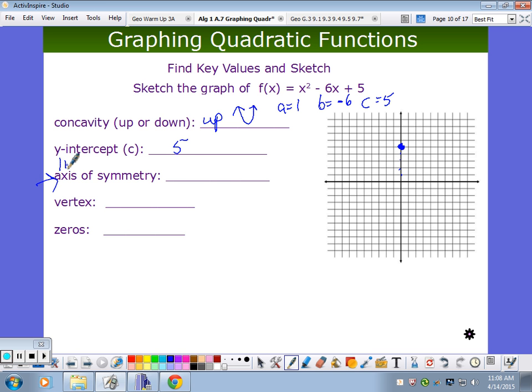This is a line. Can this answer be a number? No. What's it going to look like? X equals. It's a vertical line. It's going to be an x equals. Now I have a formula for it: negative b over 2a. So let's see. What's b's value? Negative 6. So it's negative, negative 6 over 2a. What's 2a? 2 times 1? 2. So positive 6 over 2. So the axis of symmetry, x equals 3. If you tell me 3, that's wrong, it's not 3. It's x equals 3.